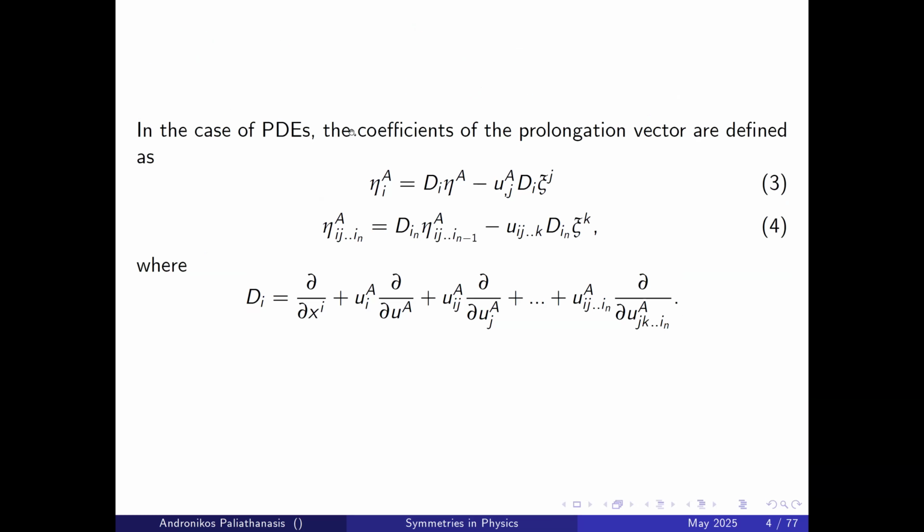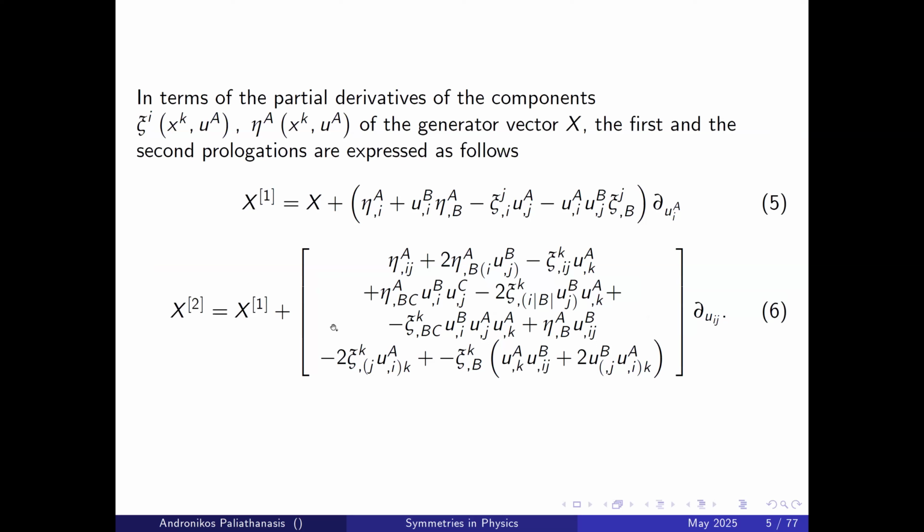In the case of PDEs, the first coefficients of the prolongations are defined by the following formula, where the capital D_i is the total derivative given by this expression. Now, in terms of the partial derivatives of the components, the first and second prolongation vectors are expressed like that. So this is the base manifold, this is X, the generator of the transformation, and the extension of the generator, on the extended manifold, is given by these two expressions, the first and the second prolongation.